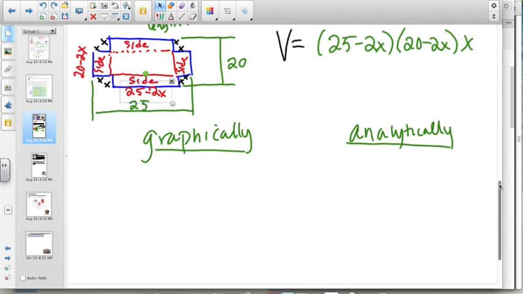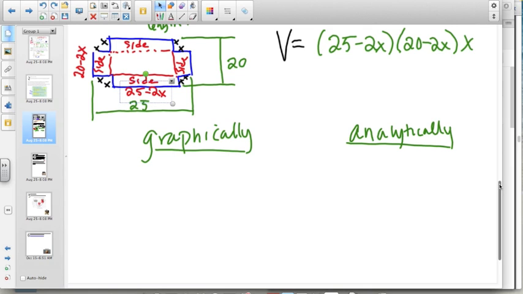Well, think about what we're multiplying together, right? I mean, if we look at that function, 25 times 20 is 500. So we're talking about something that is at least 500. Yay, there we go. That looks like all of it.